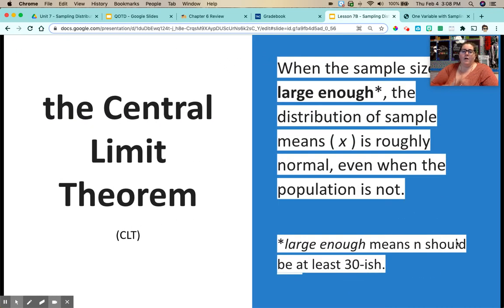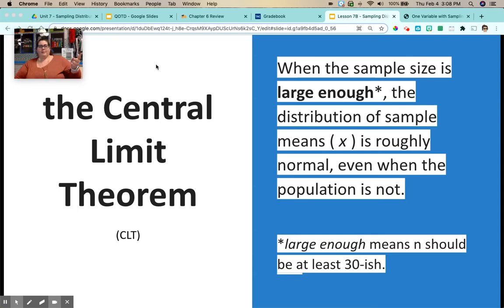So all those things that I just went through are called the central limit theorem. Basically, the central limit theorem says that the mean doesn't change when we move to sampling distributions. It says that as sample size increases, spread decreases.